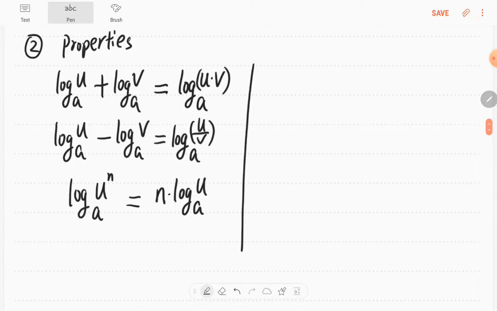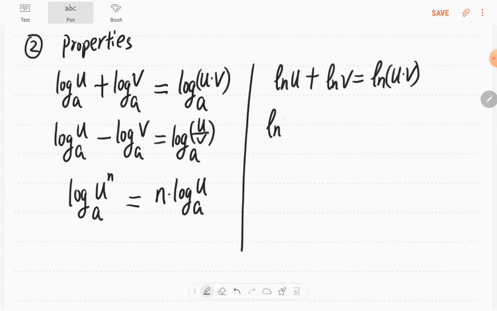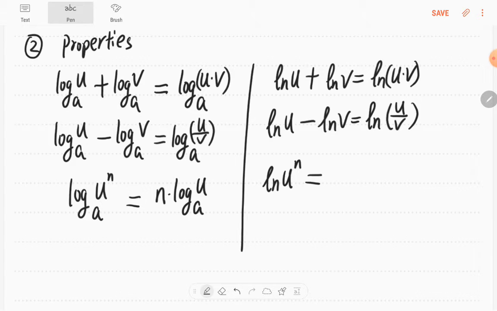Sometimes we like to use the natural log, so there is a corresponding version where a is equal to e. Natural log of u plus natural log of v is equal to natural log of u times v. Natural log of u minus natural log of v is equal to natural log of u over v. Natural log of u to the n is equal to n times natural log of u; we bring down the n.